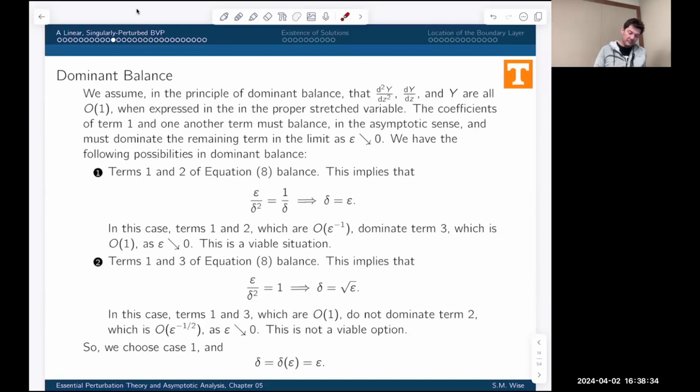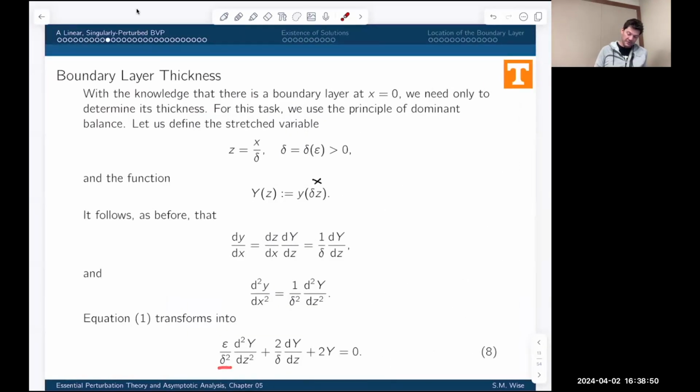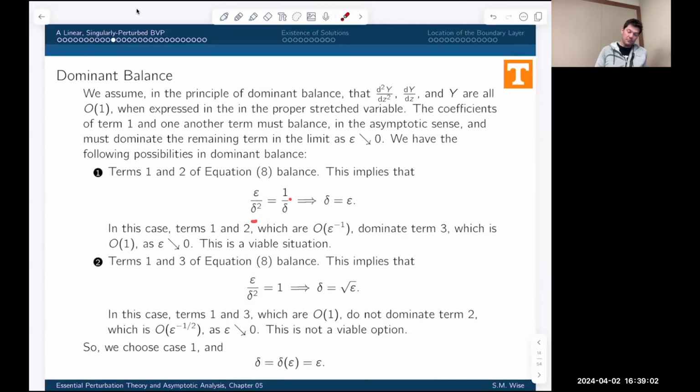All right, so we have the following possibilities for dominant balance. Terms 1 and 2 of equation 8 balance. This means that the coefficients have to be equal in the asymptotic sense. Here we can just set them equal in the real sense, neglecting the 2, which is not necessary. So epsilon over delta squared is equal to 1 over delta. If you solve for delta, you find that delta is equal to epsilon.